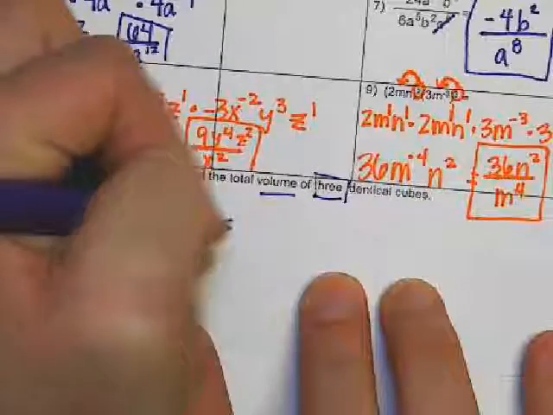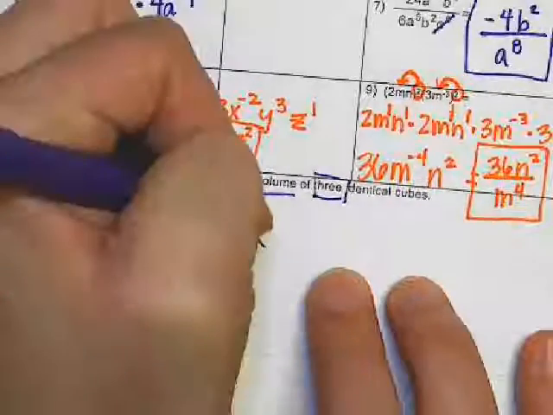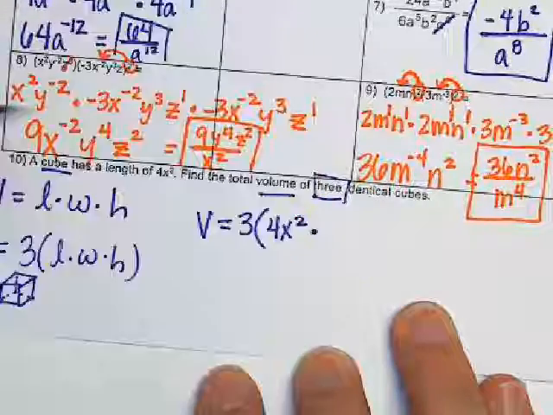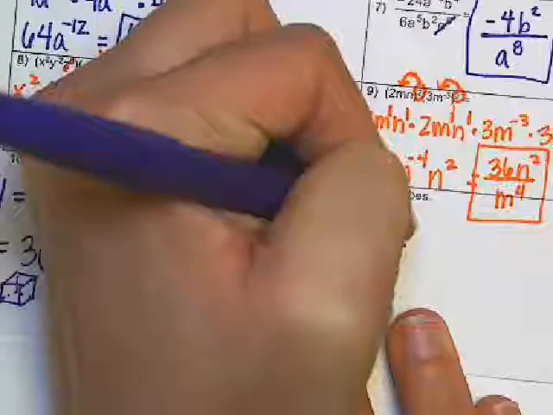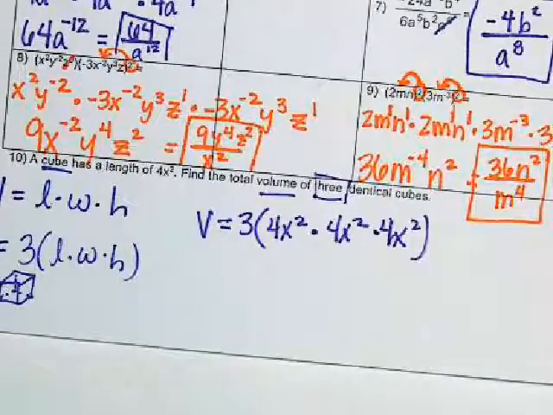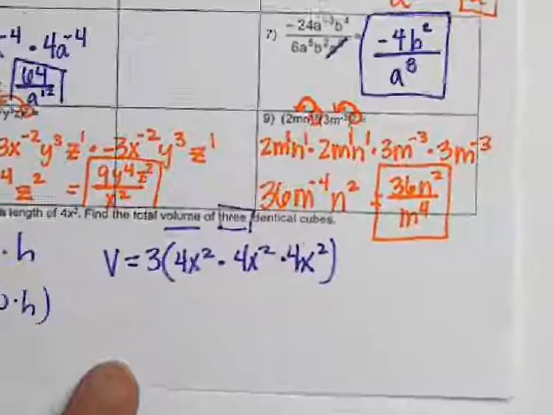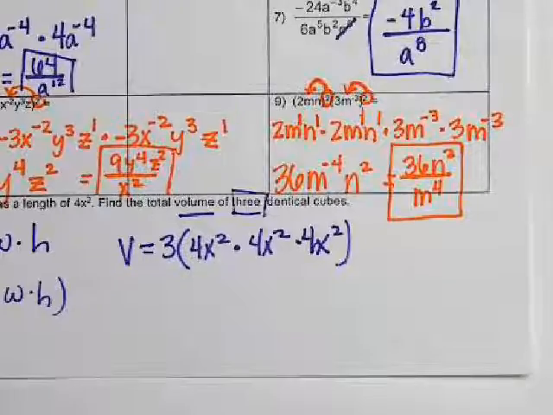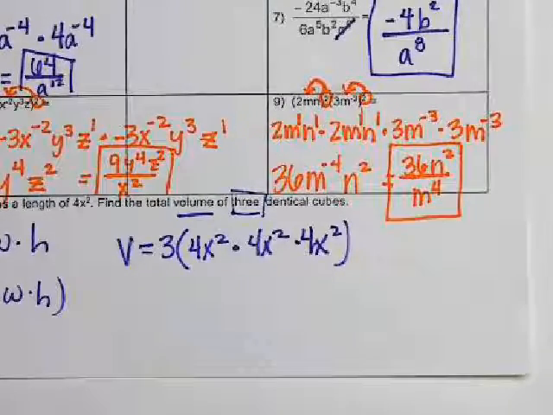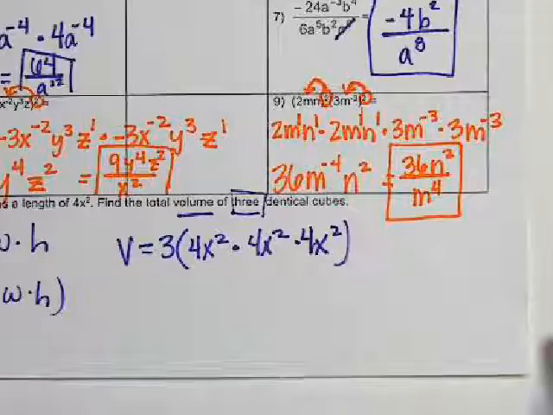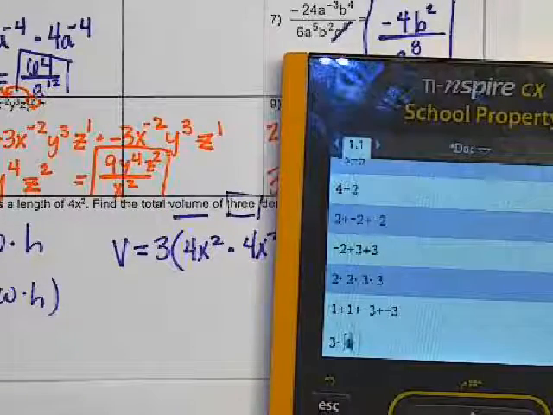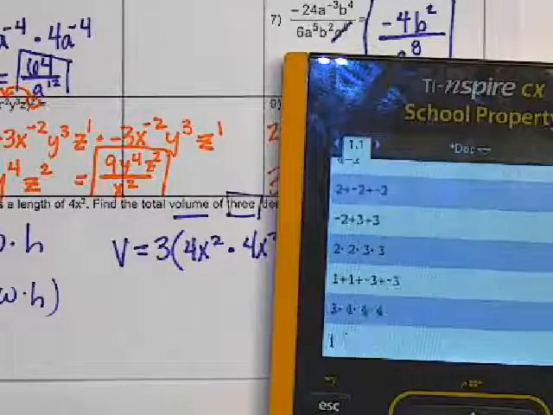4x squared, because they're all the same because it's a cube, which starts from a square. So, we're going to do volume equals 3 times my length, 4x squared, times my width, 4x squared, times my height, 4x squared. So everybody should have that written. Okay, now, what operation are we doing? Multiplication. What are my big numbers? 3, 4, 4, 4. Good. 3 is a big number. It's not an exponent. It's a big number. So when I do my multiplying, I'm going to do 3 times 4 times 4 times 4. And I get 192.